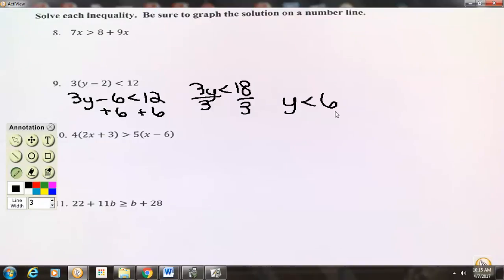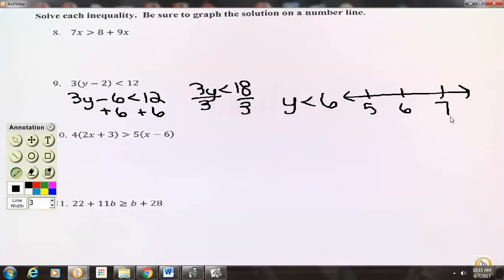So if you look up at the directions, it does say to solve each inequality, be sure to graph the solution on a number line. Do you know how to do that? Yes, you definitely should be able to. When you draw your number line, let's put at least 3 numbers on our number line.